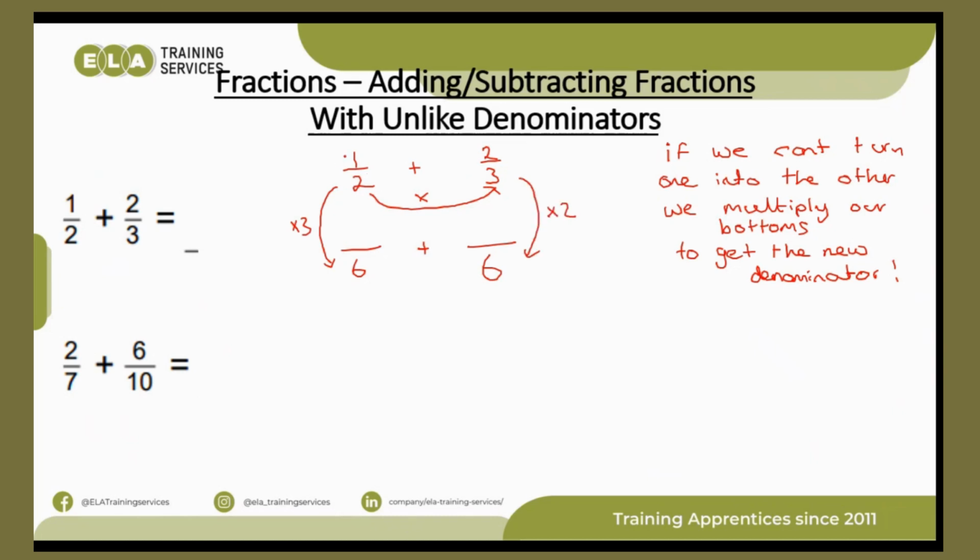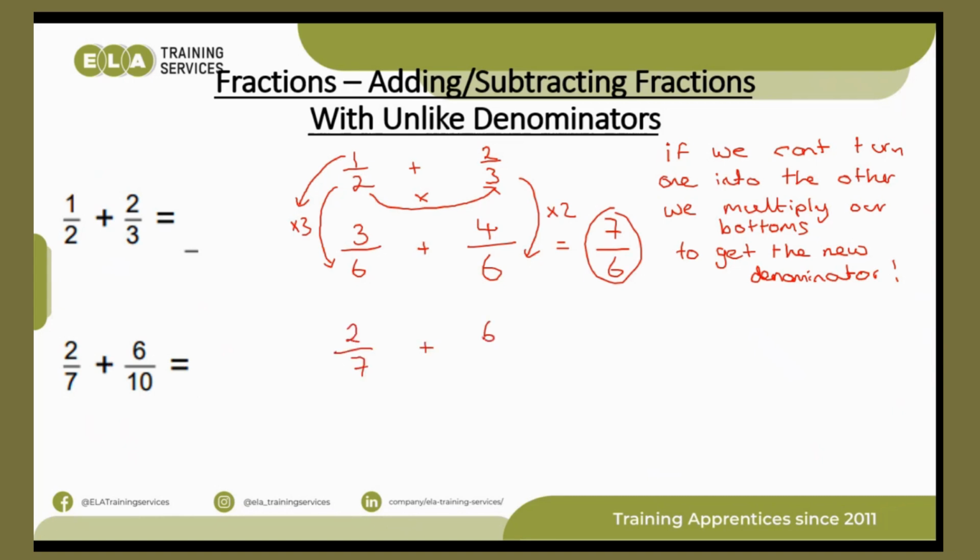And then we do exactly the same to 1. 1 times 3 is 3, and 2 times 2 is 4. We add together and we're left with 7/6. And that is our answer. So let's have a go again for 2/7.